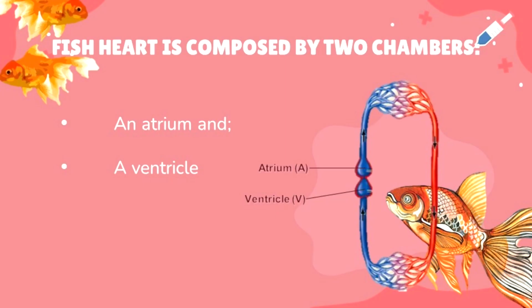Fish heart is composed of 2 chambers. The fish have a single circuit for blood flow and a 2-chambered heart that has only a single atrium and a single ventricle. First is the atrium. Atrium collects the blood that has returned from the body, while the ventricle pumps the blood to the gills where the gas exchange occurs and the blood is reoxygenated. This is called gill circulation.